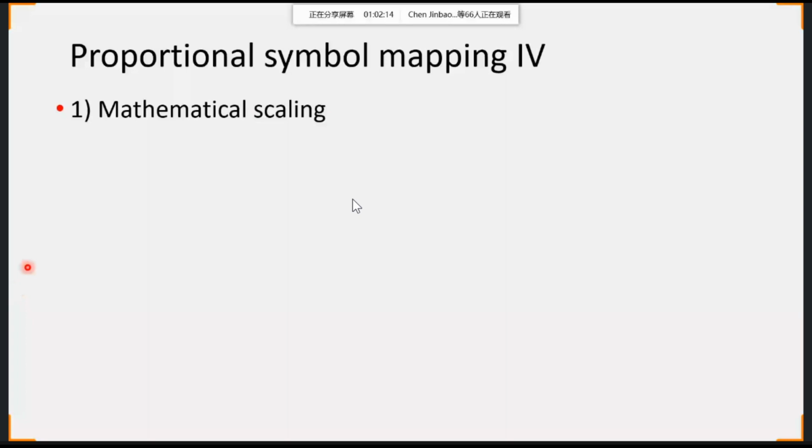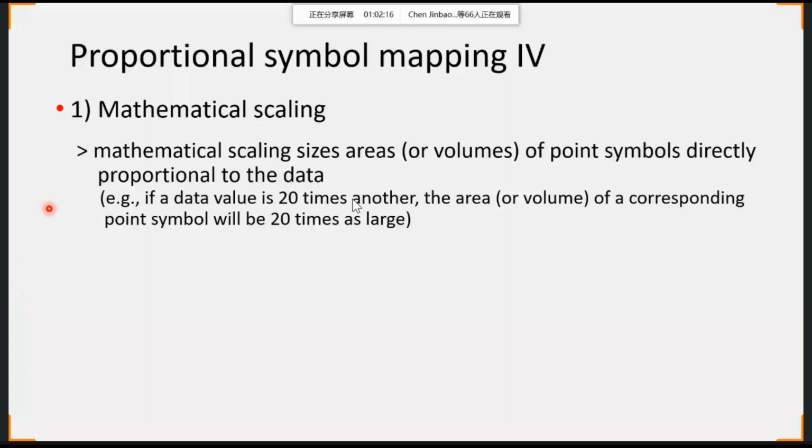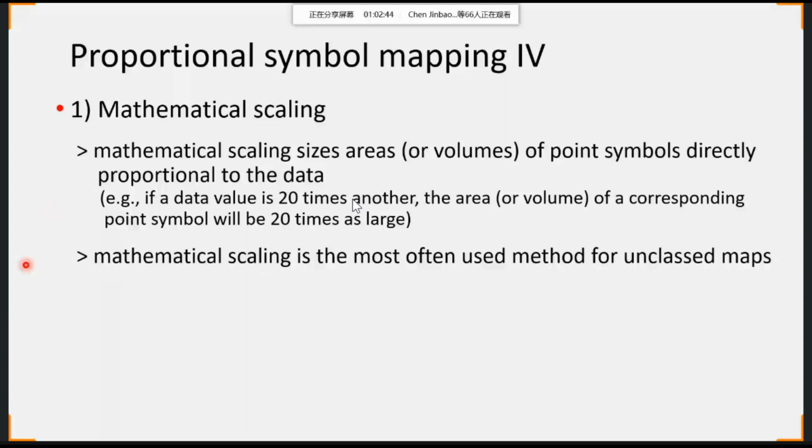First, the mathematical scaling. Mathematical scaling sizes areas or volumes of point symbols directly proportional to the data. For example, if a data value is 20 times another, the area or volume of a corresponding point symbol will be 20 times as large. So you have the same relation. Mathematical scaling is the most often used method for unclassed maps, because this, of course, is easy to implement.